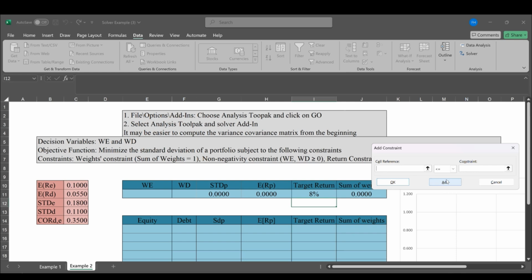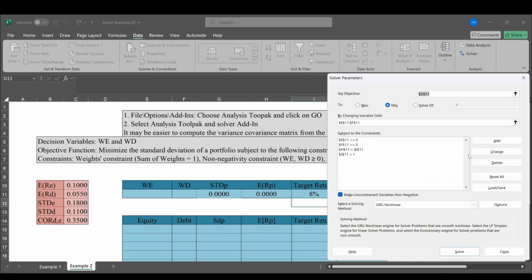Finally, I need to add the non-negativity constraints. For the non-negativity constraints, I need to say that WE should be greater than or equal to 0. I click on add. WD should be greater than or equal to 0. So as this is my last constraint, I need to click on OK. If you click on add, you're gonna be asked to enter an additional constraint. So now I have everything ready. I click on solve.